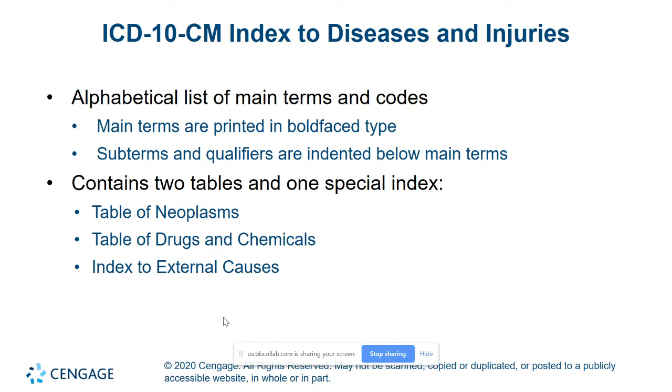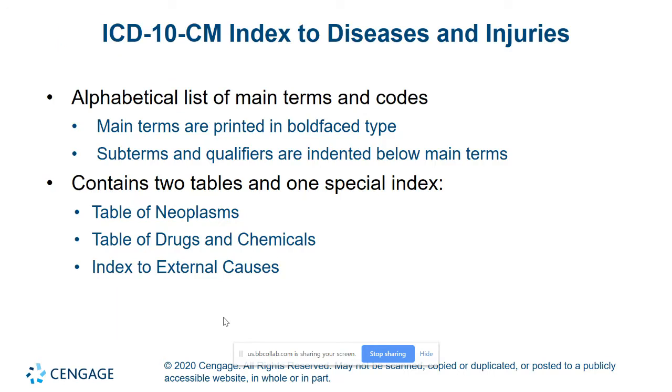So if you use the PDF, it is also really important. The book is a little easier to identify if it is the main term or not, because you can kind of flip around, but when you're using the PDFs, you just want to look for the one that is bolded. Your subterms and your qualifiers are going to be indented below that main term. So if we're going to say, for example, something about diabetes, you want to say type 1, type 2 diabetes, for instance, those are going to be indented under that main term.